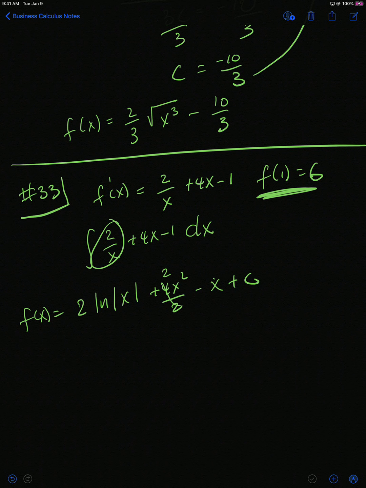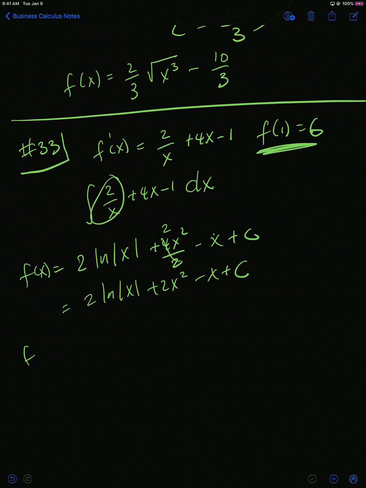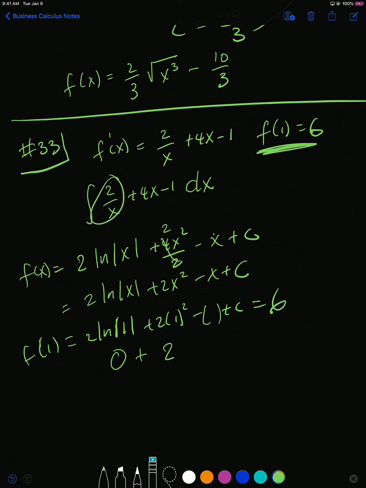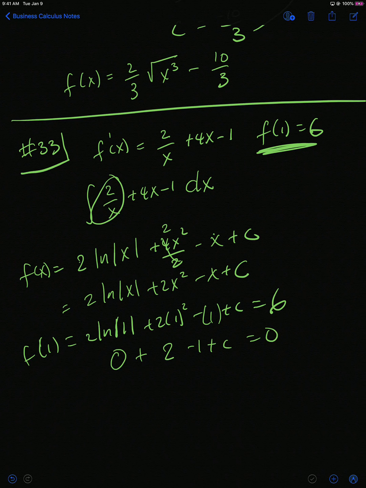By the way, these cancel, leaving us with 2x squared, and so that's going to be 2 ln absolute value of x plus 2x squared minus x plus c, and I gotta plug in 1. 2 times ln absolute value of 1 plus 2 times 1 squared minus x plus c is equal to 6. Well, it so happens that ln of 1 is 0, 2 times 1 squared is 2, oh, I gotta plug in 1 right here, so that's not an x, that's a 1. So that's 2 minus 1 plus c. 0 plus 2 minus 1 is 1 plus c equals 6.